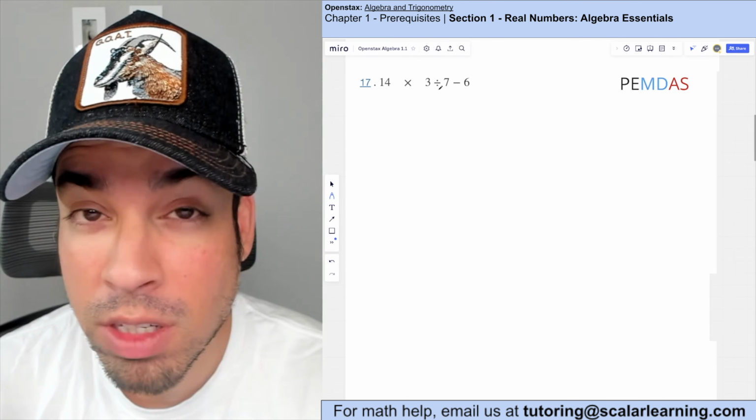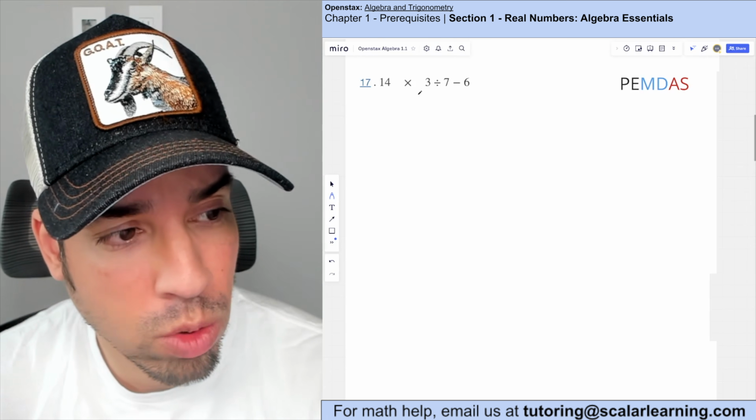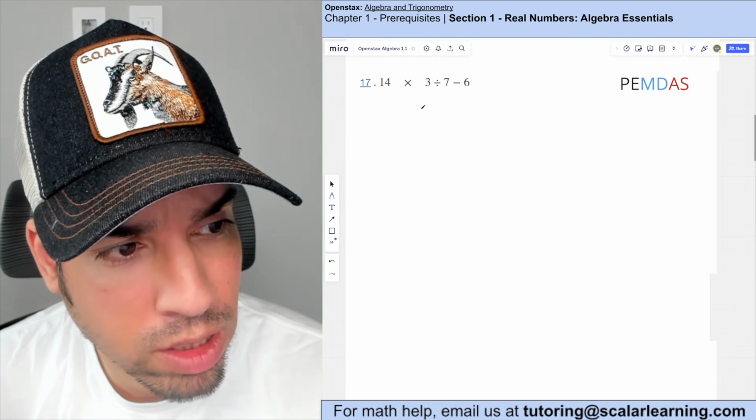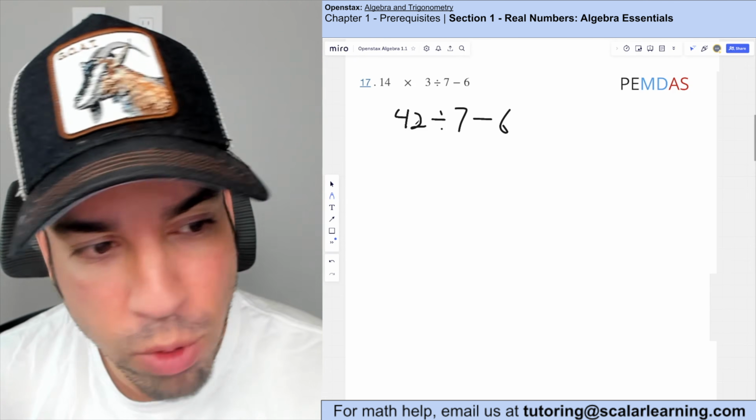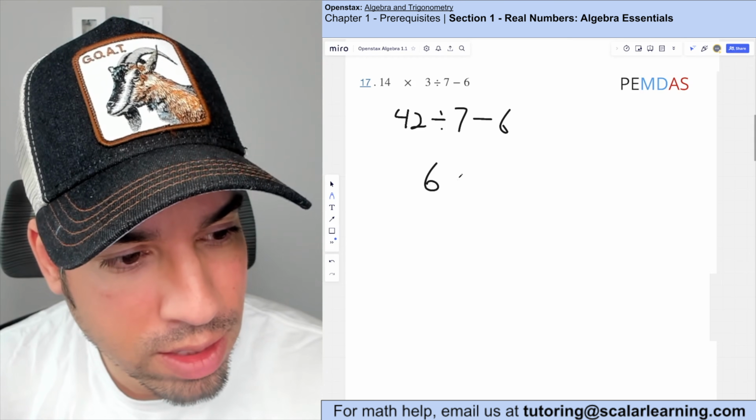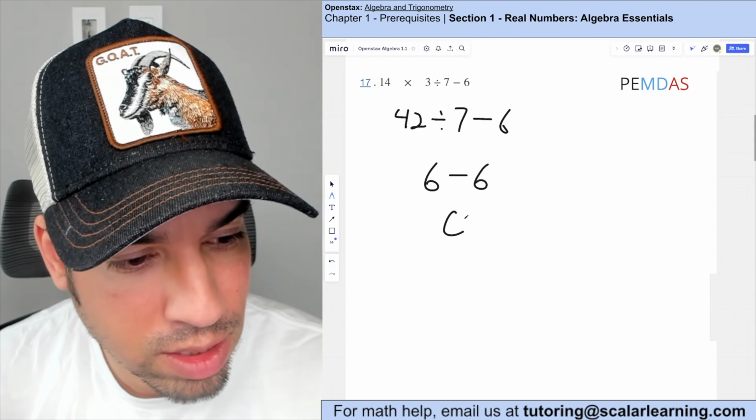Here we got multiplication, division, and subtraction. So multiplication and division are the same level, but we're just going to go left to right. So first we're going to do 14 times 3, which is 42. 42 divided by 7 is 6. And, of course, 6 minus 6 is 0.